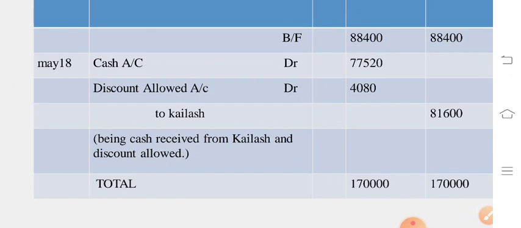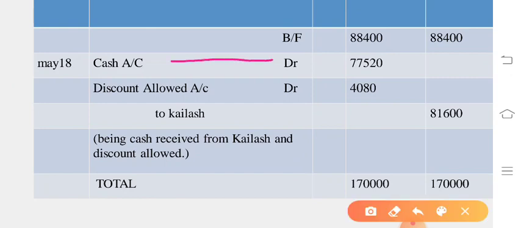Since cash is coming into the business, cash got debited. That is cash account debit. We already have calculated the amount, 77,520. We have allowed discount. Discount when allowed is an expenditure or a loss. Since it's a loss, it has to be debited. So discount account got debited with 4080. To Kailash. Why Kailash?